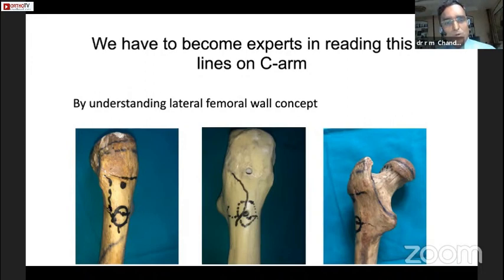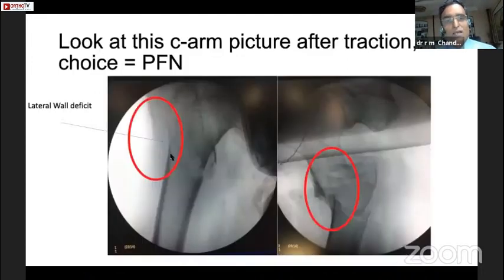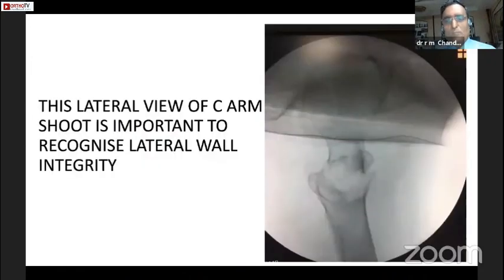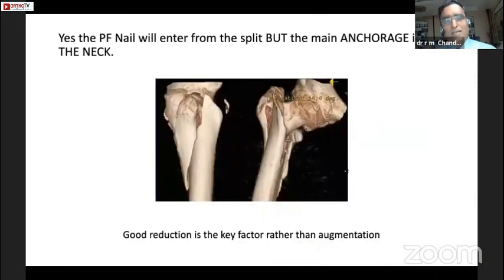So we have to realize all this in the coronal plane on our C-arm. And in this patient, the lateral wall was involved. So in this, the choice I preferred was a PFN. This is the lateral wall on a C-arm. It is important to realize that if there is a coronal split, then we have to prefer an intramedullary device. And if there is a coronal split, what we are adding with a PFN is not displacing this.